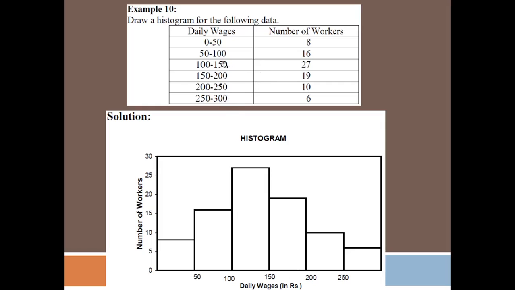This is the example for constructing a histogram. Here is the class interval 0 to 50, and 50 is the class limit here, with the number of workers. Look here, 0 to 50, first class, 8 workers. 50 to 100, it is just like steps you can find. This is the highest frequency. For 100 to 150, 27 is the frequency. We can find this is the highest bar here. The bars are constructed adjacently. The x-axis shows daily wages in rupees. It is just like a staircase.